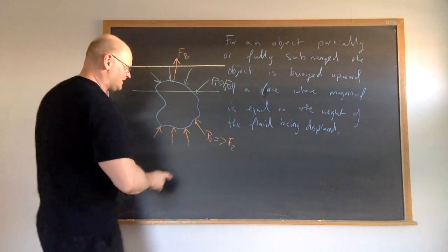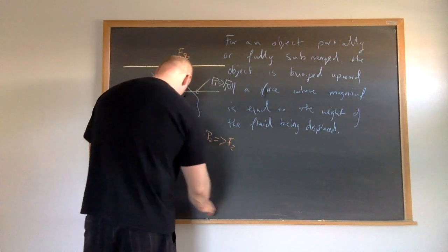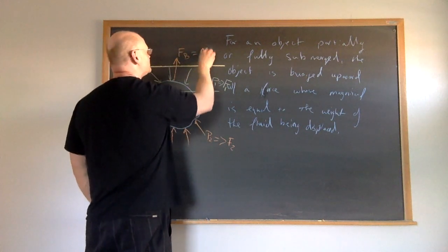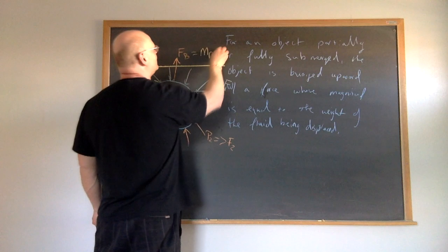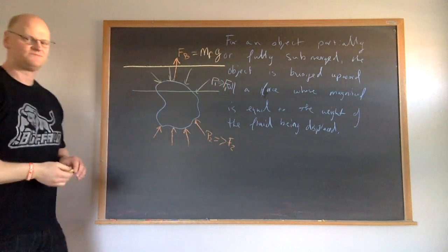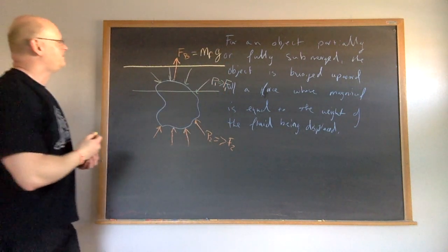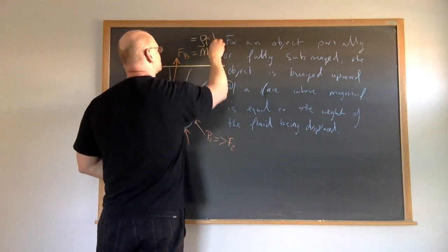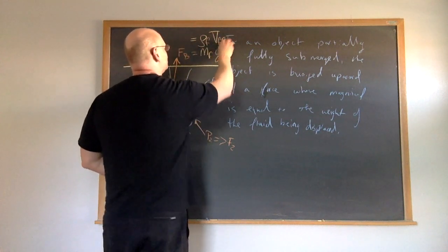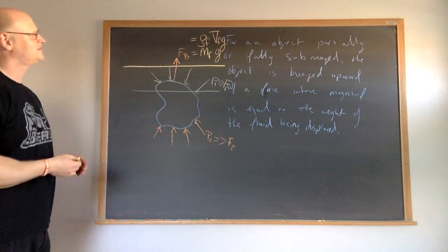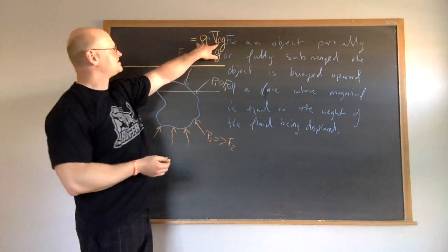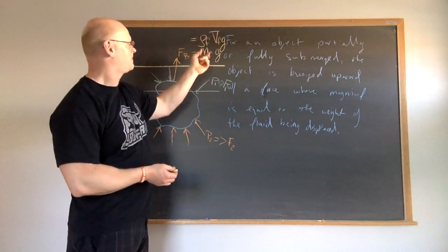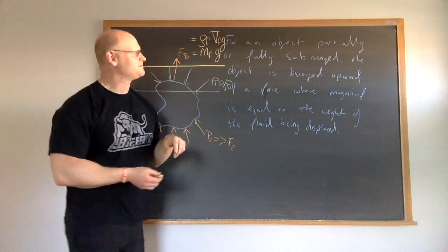Now what this means, according to Archimedes' principle, is that the buoyant force is equal to the weight, which is the mass of the fluid times the acceleration due to gravity. Here we can write this as the density of the fluid times the volume of the fluid times g. Again, this is just mass: density is mass per unit volume, times the volume of the fluid, times g.